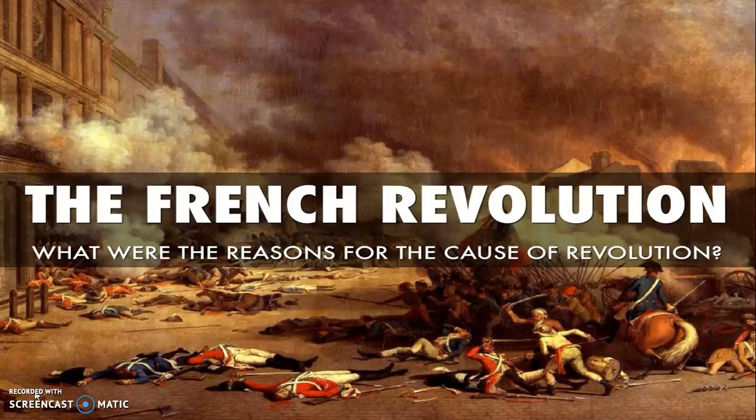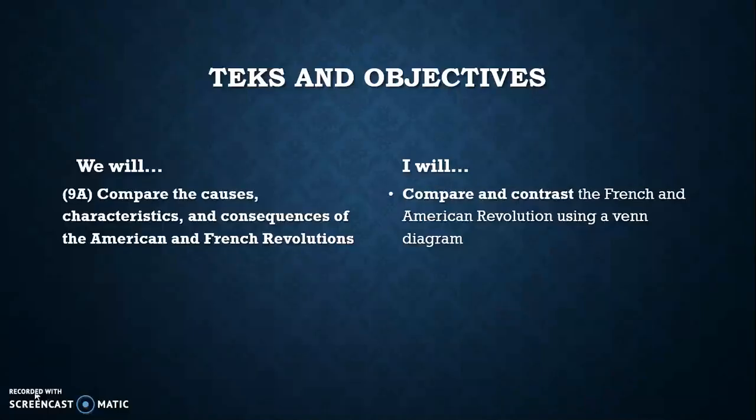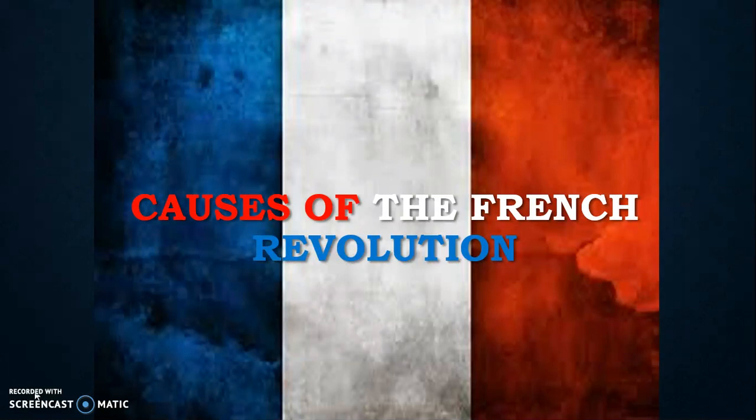Hi everyone, in this video we will be discussing the French Revolution. The text and objectives for this lesson are the following. We are going to compare the causes, characteristics, and consequences of the American and French Revolutions, and when we are finished with the lecture, you will have the opportunity to compare and contrast the French and American Revolutions using a Venn diagram handout. So let's first get started with the causes of the French Revolution.